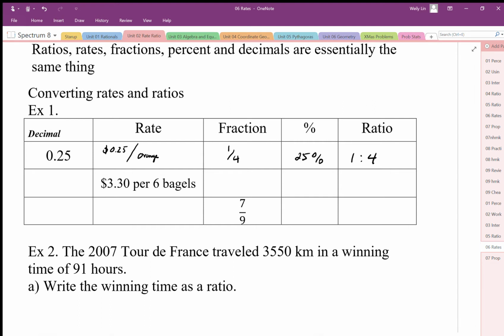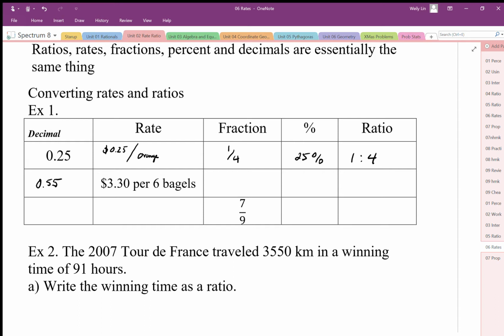$3.30 per 6 bagels, I'm just going to convert that to decimal by dividing. And when I divide, I essentially get my unit rate. So again, notice that my unit rate up here was found by division. If I divide 1 over 4, I get that unit rate. So in this case, I'm just going to do $3.30 divided by 6 bagels, and I get 0.55 as my decimal. Okay, so 0.55. That also represents my unit rate. So that is $0.55 per 1 bagel.